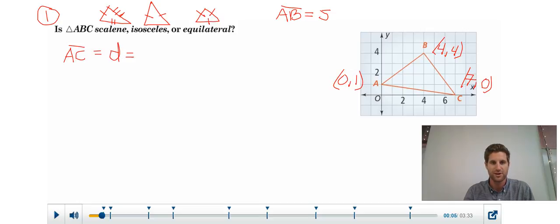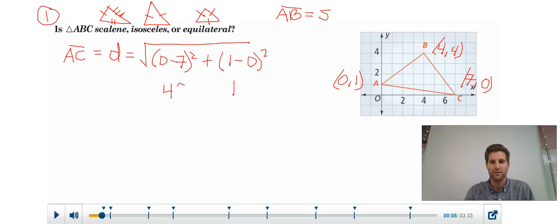D equals square root. Okay, I'm going to take A first and then go to C. So I'm going to do 0 minus 7 squared plus, and then we're going to do 1 minus 0 squared. Okay, so 1 minus 0 squared, that's going to be 1. 7 squared is 49, and we get the square root of 50. Now this is okay, we don't have to actually rationalize this if we don't want to. I'm going to leave it.